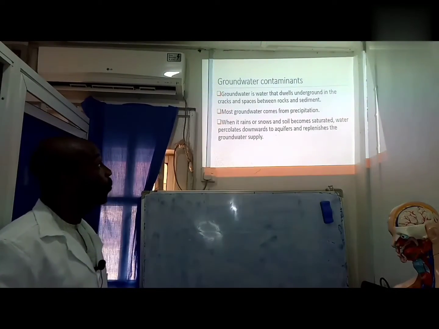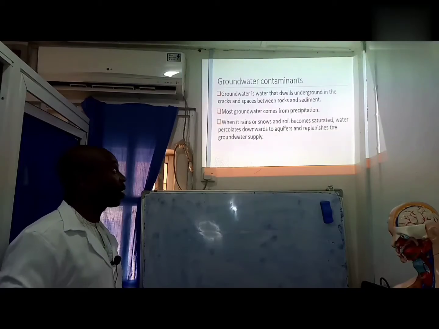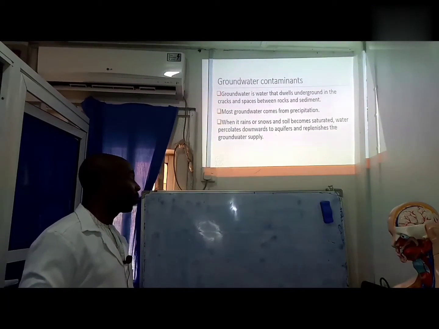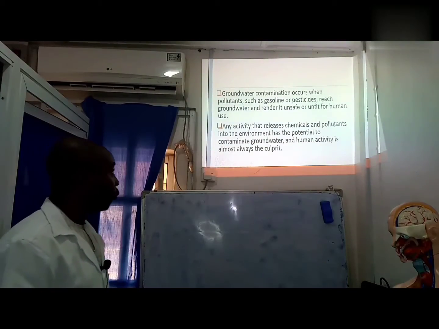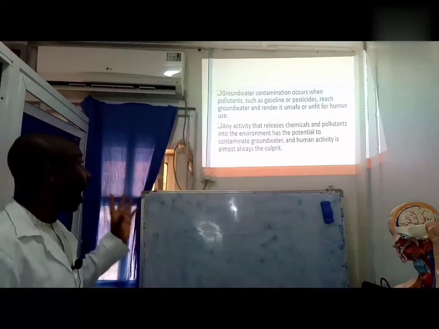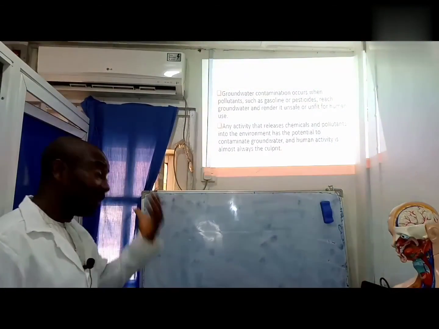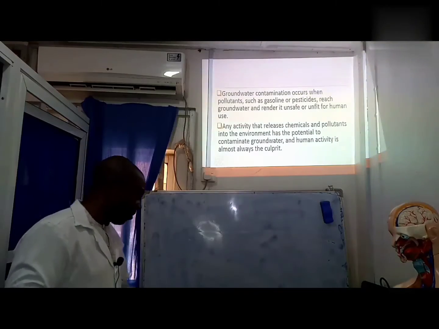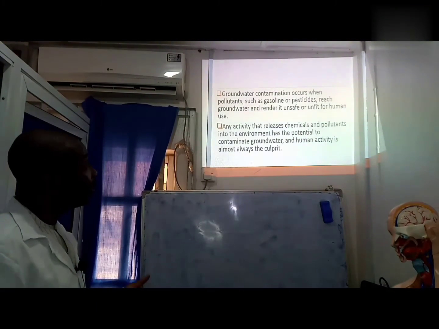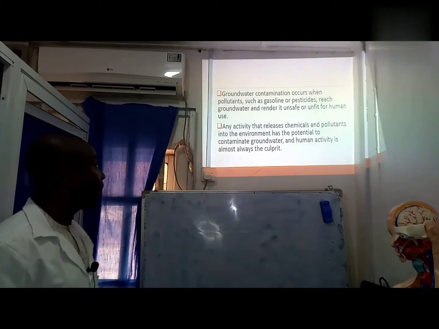So most groundwater comes from precipitation, and when it rains or snows and soil becomes saturated, water percolates downwards to aquifers and replenishes the groundwater supply. So groundwater contamination occurs when pollutants such as gasoline, pesticides, herbicides, and all these detergents flow down into the shallow well or even the boreholes, and cause contamination.